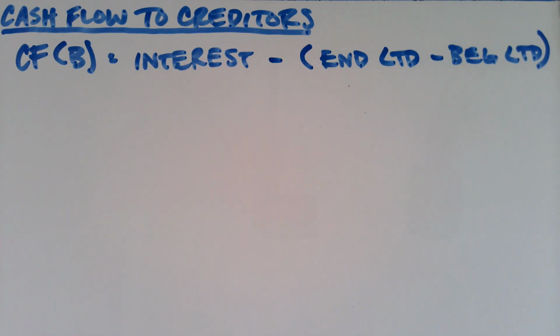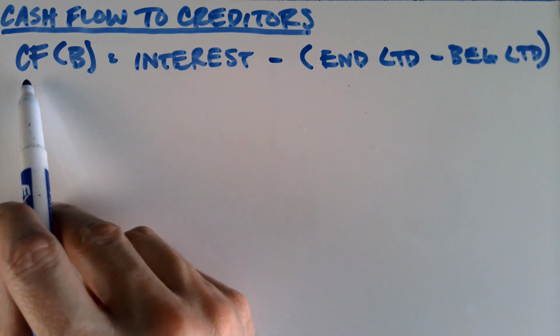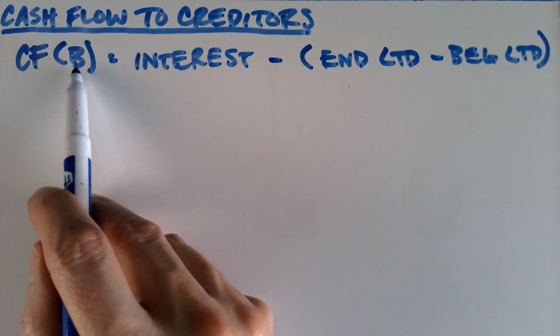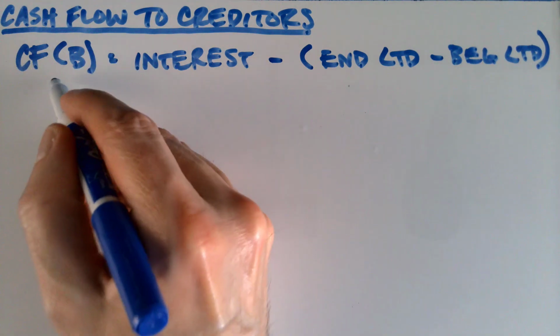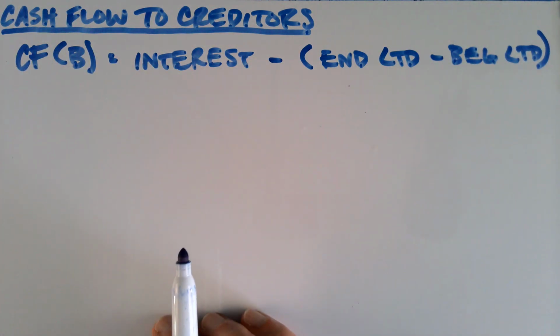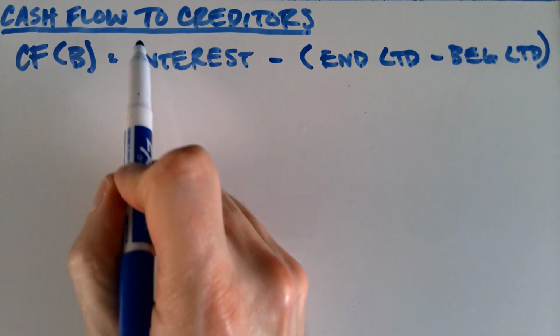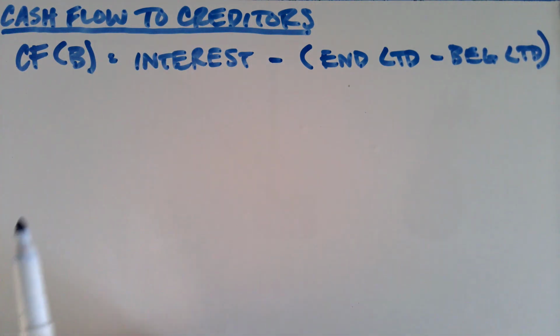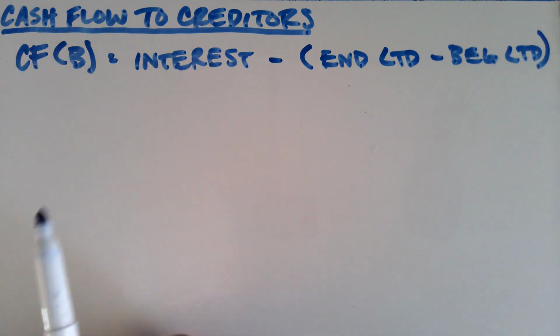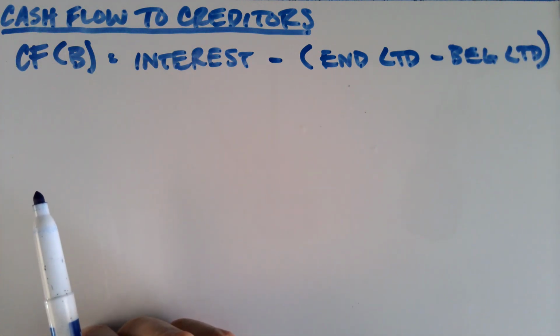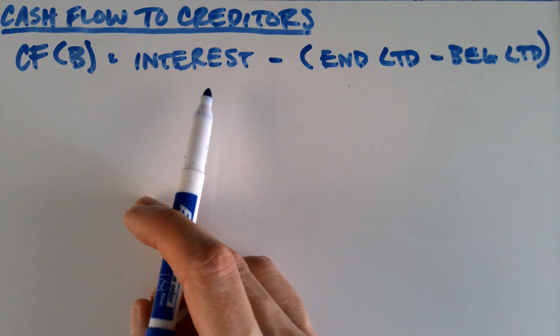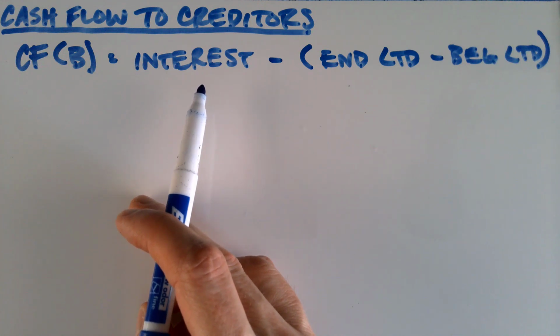The first cash flow we'll talk about is the cash flow to creditors. It's written as CF, standing for cash flow, parenthesis B. Now this B stands for bondholders, and we'll get to why that is in just a little bit. Keep in mind this is cash flow to creditors. Interest is definitely a cash flow to creditors. Interest is the rent we pay on borrowed money.